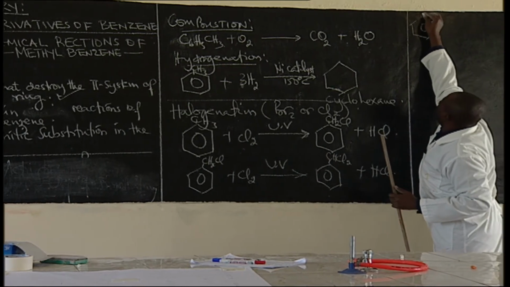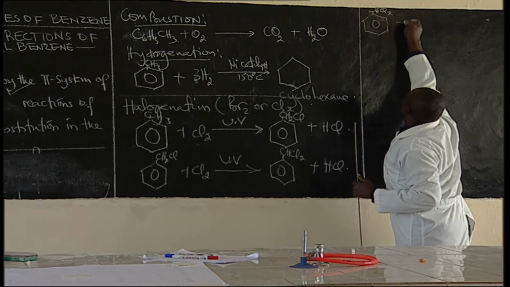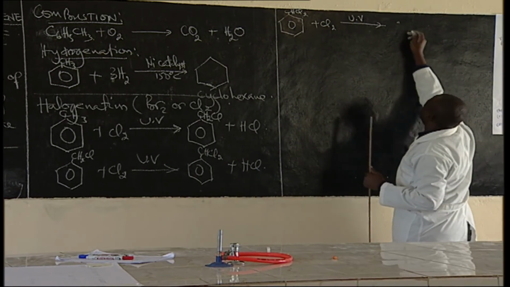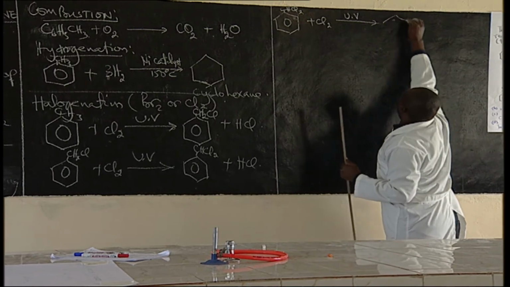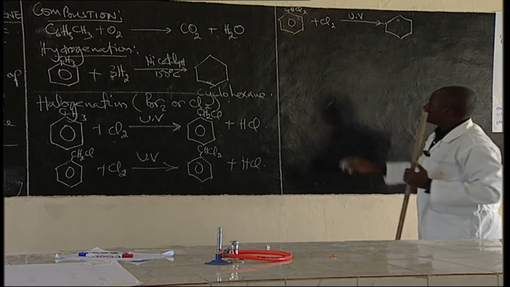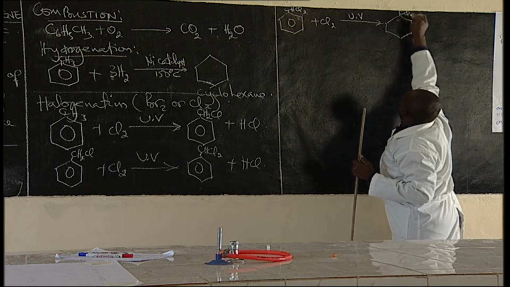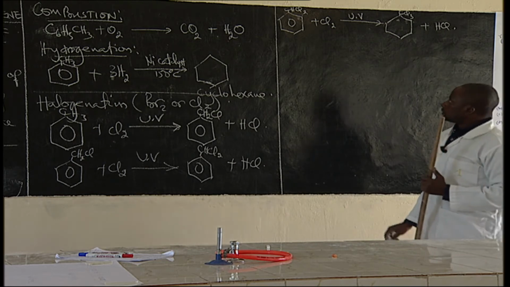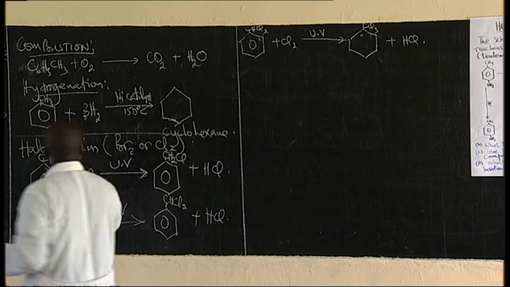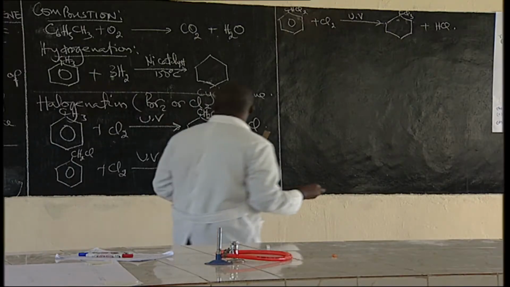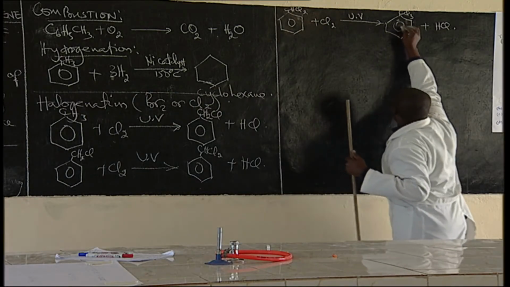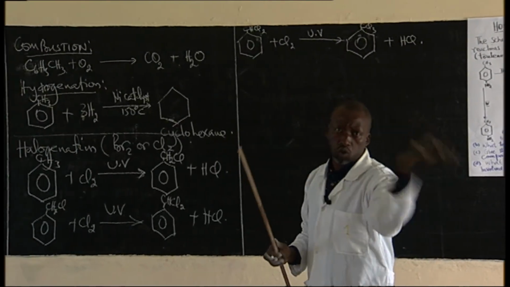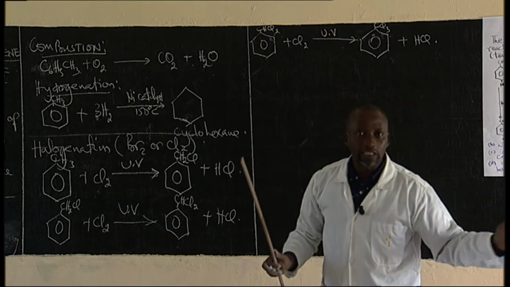CHCl2 plus another chlorine in the presence of UV. You'll get all the hydrogens substituted. So you'll have CCl3 plus hydrogen chloride. So this is free radical substitution. Please, whenever you are writing the benzene, make sure you remember to put the pi system because the compound will be quite different.